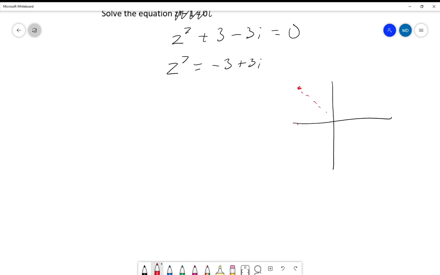So what are we going to do? Well, first of all, we need to write it. We need to write this number on the right in our re^(iθ) form. So we need to know r. Well, the r, the modulus of this, is equal to the square root of 3 squared plus 3 squared, which is equal to 3 root 2. So our modulus, our r, is 3 root 2.